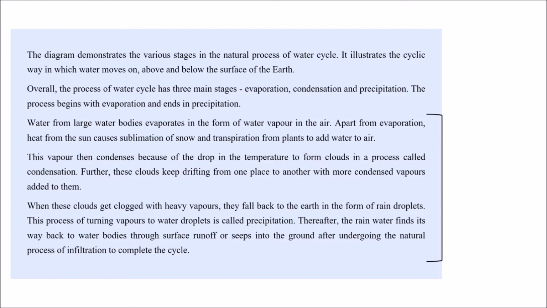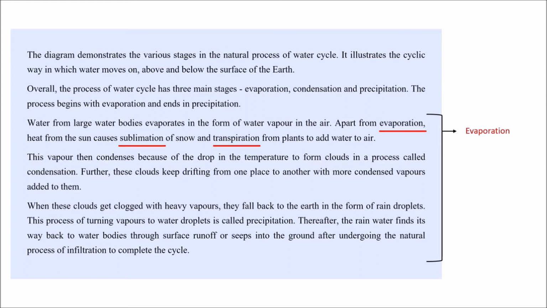The first paragraph talks about the process of evaporation, how vapors are formed. Water from large water bodies evaporates in the form of water vapor in the air. Apart from evaporation, heat from the sun causes sublimation of snow and transpiration from plants to add water to air. So these three stages are described in the first paragraph.